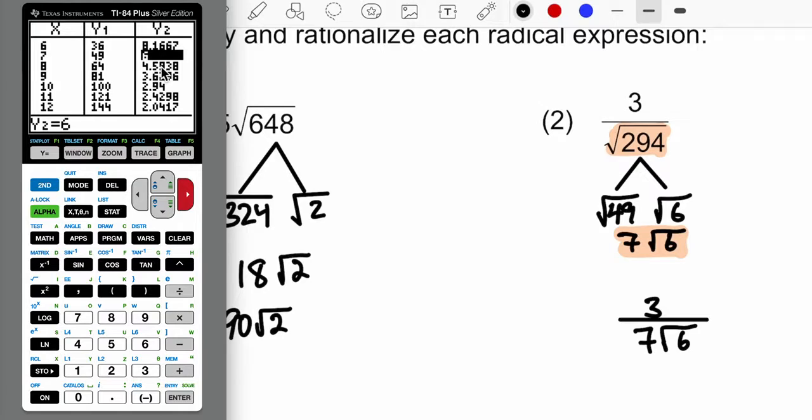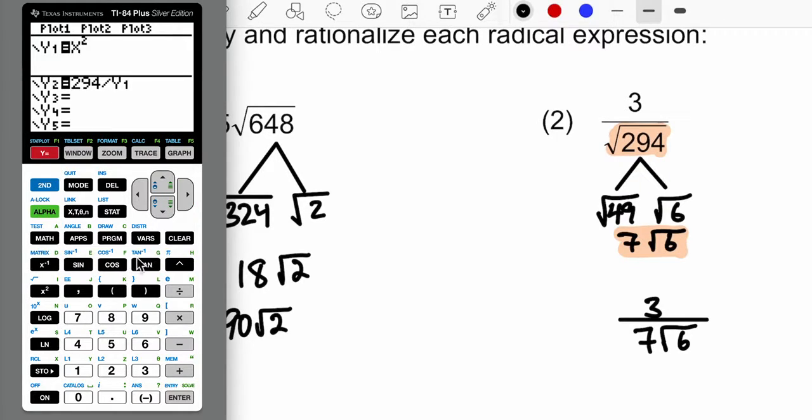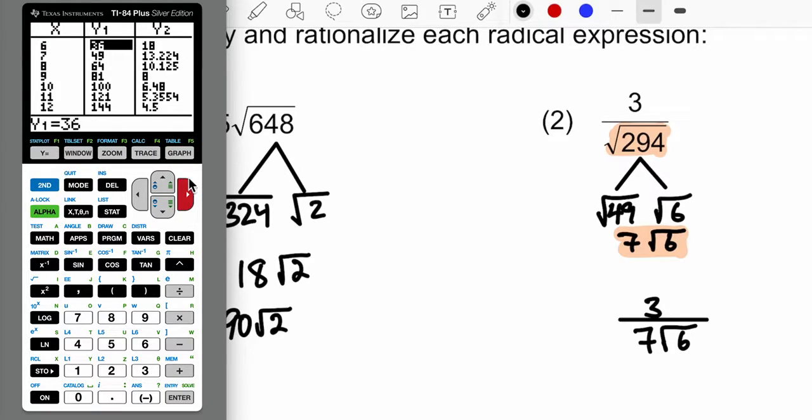So I'd have my factors that way, right? Again, in your y equals menu, you're just doing x squared like we normally would, and then whatever the radicand is divided by whatever's in y1, right? So I could have done that for the first question, 648 divided by y1, go into the table. See, I got a whole number here, but I also have a whole number here. All right, if I keep going down the line, I got another whole number. I want the one that corresponds with the largest y1 value. If I keep going, I won't get any more whole numbers. So that 324 was my winner.